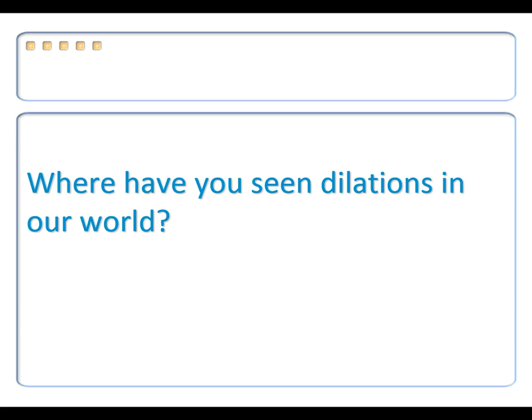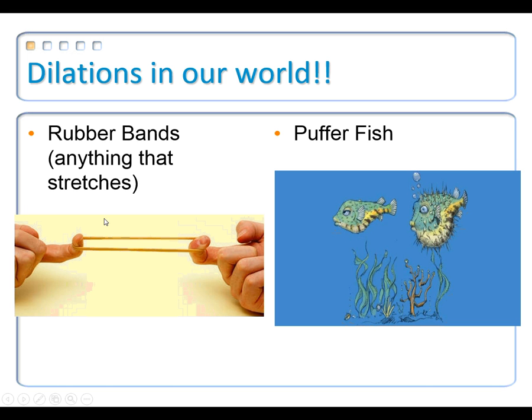I'm going to show you some of the ones that I came up with, but they're probably not as clever as yours. Some examples could be a rubber band. You can stretch it out, so it's changing its size. A puffer fish blows up real big when it gets scared or it's trying to defend itself. That's kind of like a dilation. It's staying the same shape, but the size is changing.